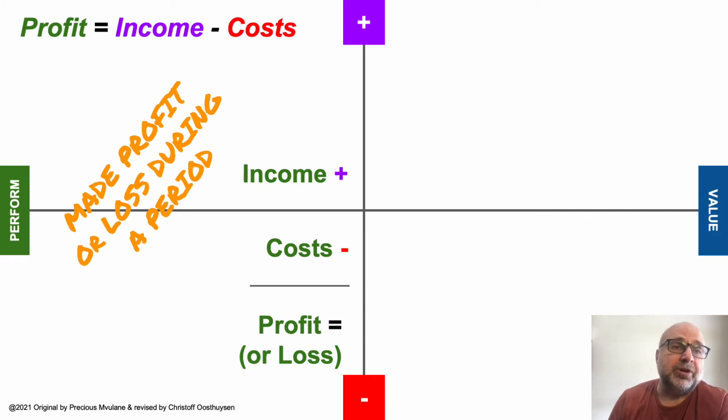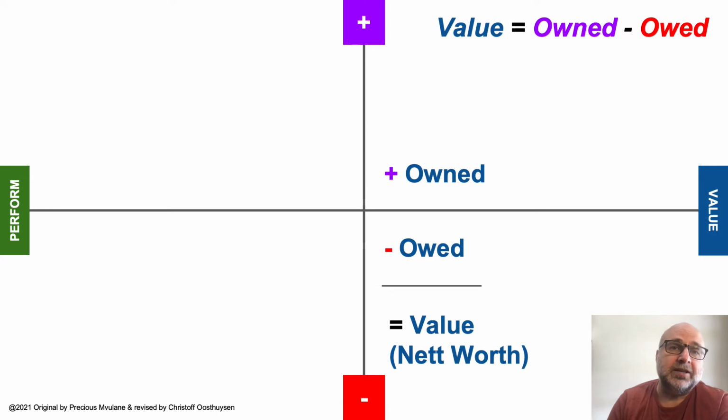Okay, so it's a specific period on the left, the performance. On the right, it is our value as it is now. It's more like a picture or a snapshot of what the value of the business is at this point in time, or a specific point in time in the future that we project. So value equals what is owned by us minus what is owed to others. And that gives us what's sometimes called the net worth, the value of our business.